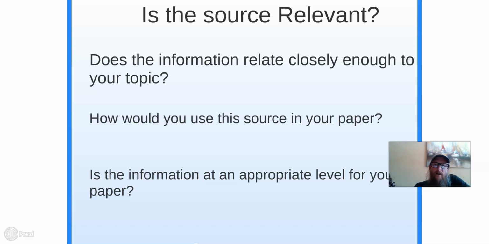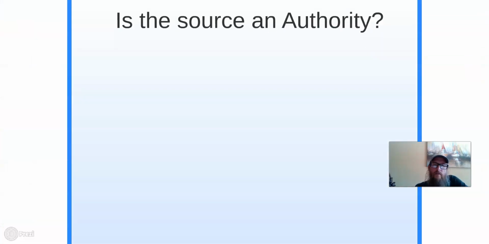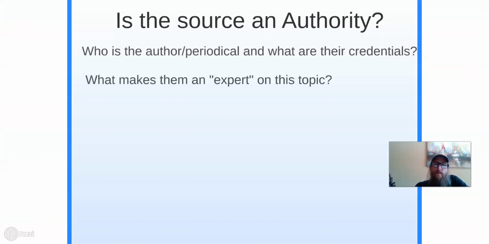All right, enough about relevance and level, right? Let's move on to authority. This is big, right? Because here's the thing, anybody can get anything on Google. And just because it makes it into your first page of results, that does not mean that the person is an authority. It might just mean that they write a lot of articles for the internet. Okay? What makes someone an authority?